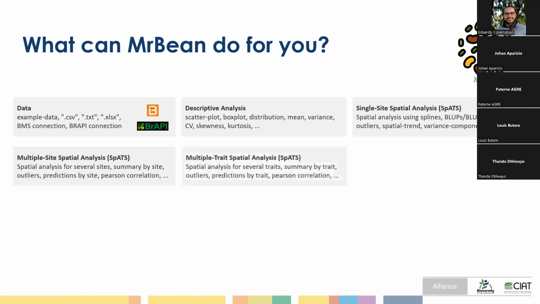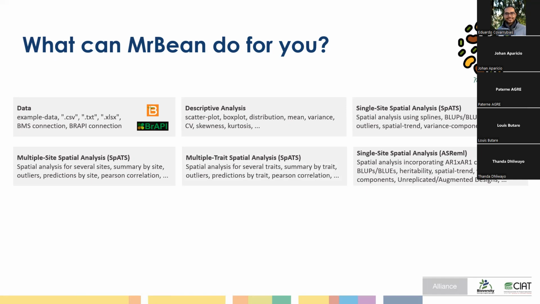Multiple traits, spatial analysis for several traits. For example, let's say that I have one single trait, but of course, we measure many traits: days to flowering, days to physiological maturity, yield, and other things. And we want to see, for example, what is the correlation between each pair of traits. Outliers also, prediction by trait, Pearson correlation.